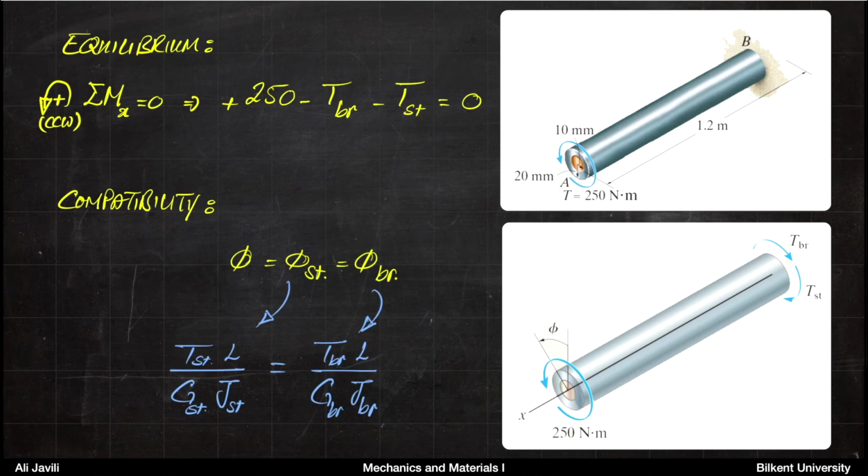Now, our compatibility equation here is that the angle phi, the twist angle, is equal in the steel tube and in the brass core. You can imagine that by looking at this picture. If you have a cross-sectional area, and you turn a line by a certain angle, you can imagine that every radial line turns with the same angle. It doesn't matter if it is inside or outside. So the angle of twist is equal.